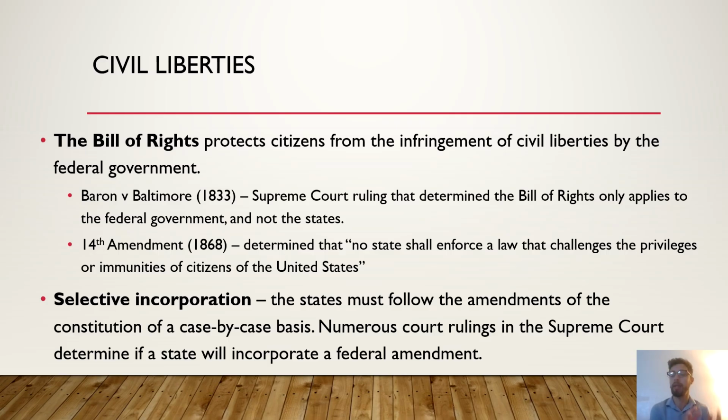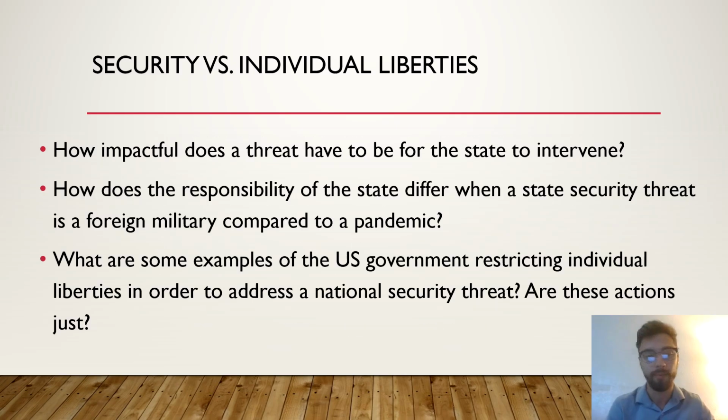Right here, it declares that although our Bill of Rights restricted the federal government and protection of our states, no state, in addition, shall enforce a law that challenges the privileges or immunities of citizens of the United States, which we can infer are presented in our list of civil liberties within the Bill of Rights. Protections for you from your government. That is how we would define a civil liberty. So, this is where we address that concept.